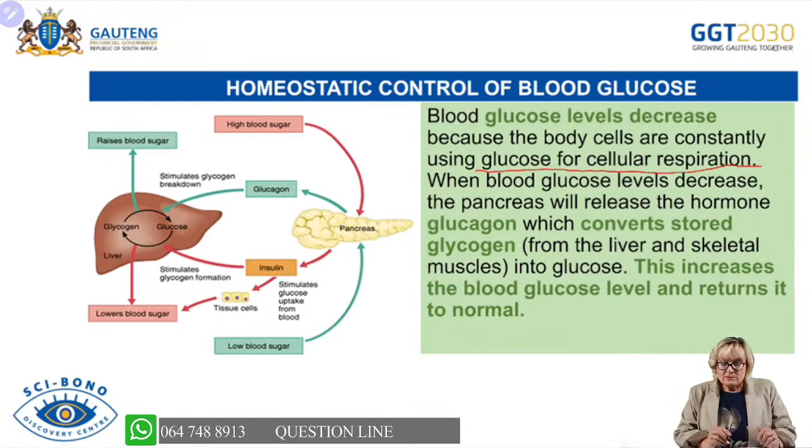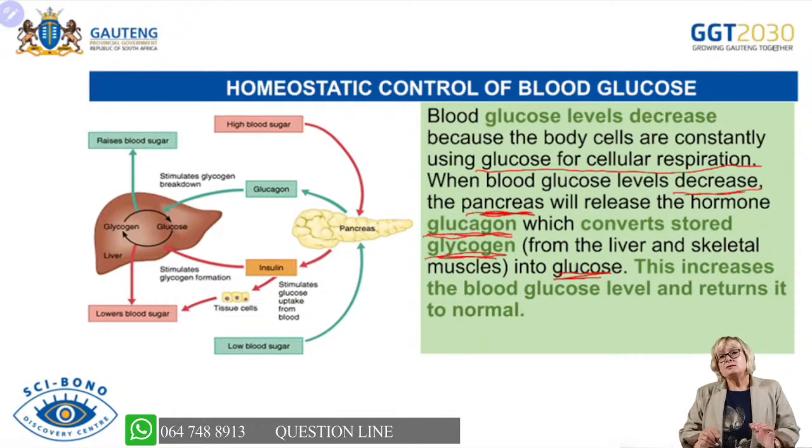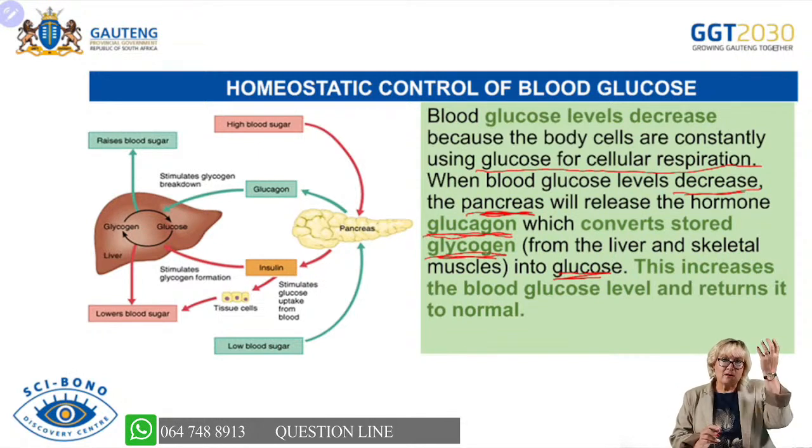When blood glucose levels decrease, so when it's going down, the pancreas, once again the policeman here, will release the hormone glucagon. Spelling is important. Glucagon converts the stored glycogen that we have in our liver and our skeletal muscles back to glucose. This increases the blood glucose level and returns it to normal. So you can see it's almost the opposite of when your blood glucose levels are high.